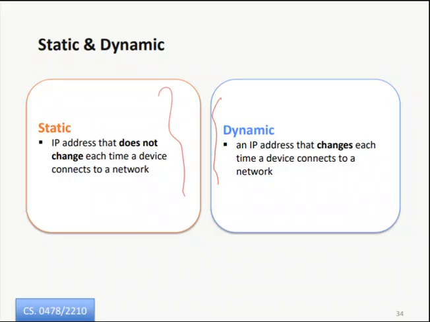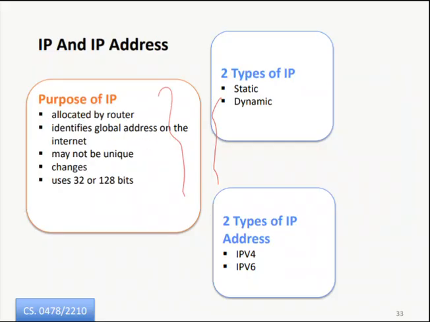A static IP address does not change any time the device connects to the network. A dynamic IP changes each time the device connects to a network. Over here, the other thing is the purpose of an IP. What is the purpose of an IP? Allocated by router, the global and network address on the internet, maybe not unique, changes, and uses 32 or 128 bits. If they ask you to tell the properties or purposes of IP, that time you write these things.